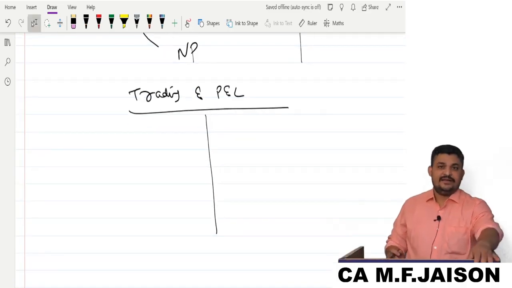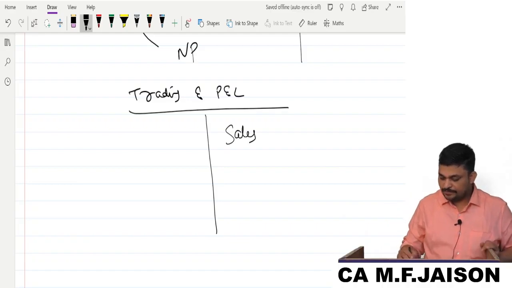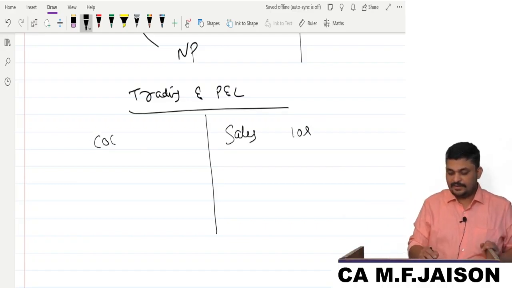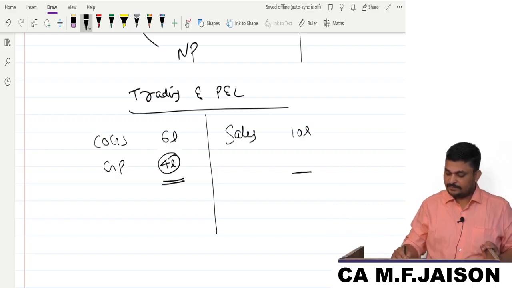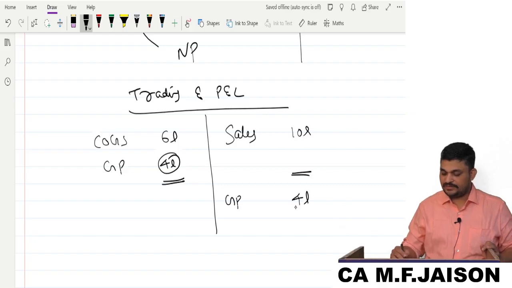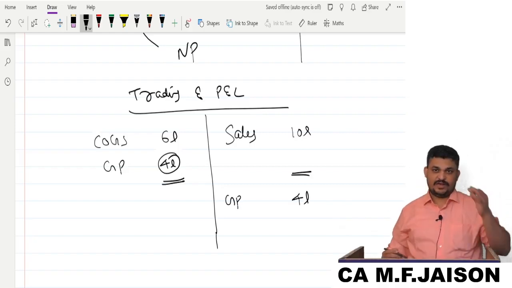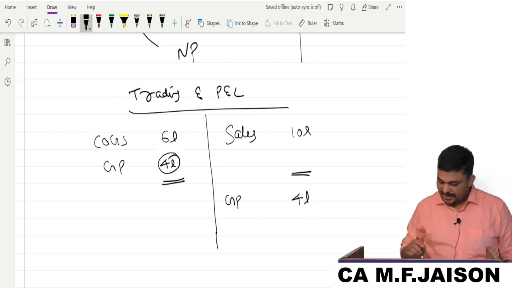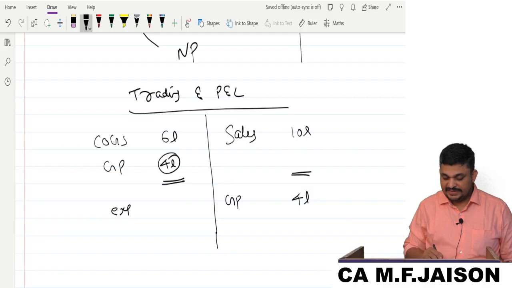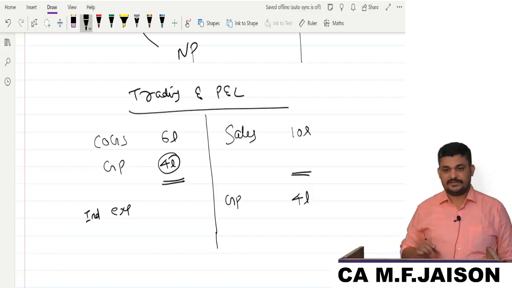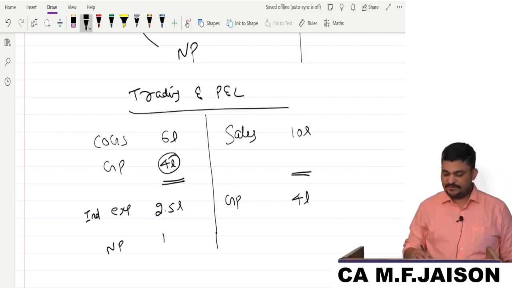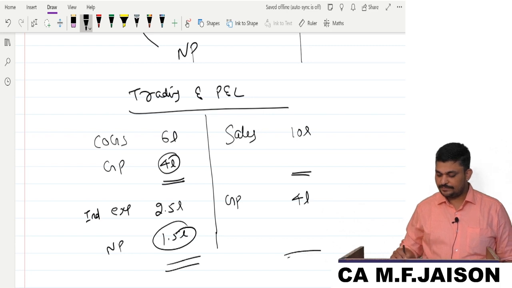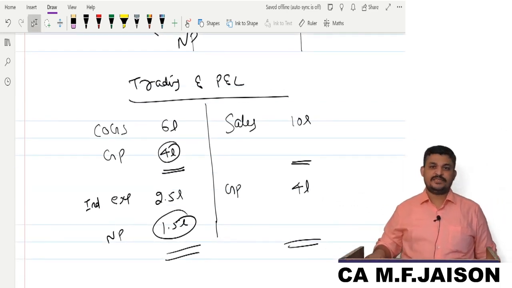We have trading and P&L. So you have sales, say 10 lakhs. Cost of goods sold is 6 lakhs. So we have gross profit of 4 lakhs. Now listen carefully, my dear friends. We have some expenses. We call these indirect expenses. Imagine indirect expenses are 2.5 lakhs. So net profit is 1.5 lakhs. A simple trading and P&L account of a businessman, no doubt.